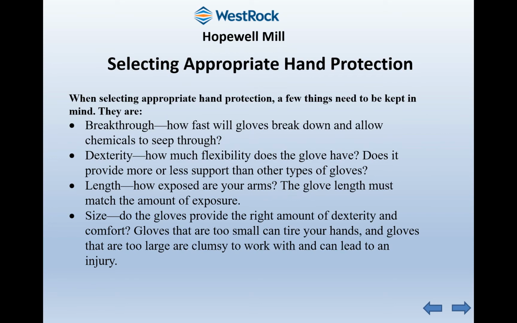When selecting appropriate hand protection, there are a few things to keep in mind. The first thing you want to consider is the breakthrough of the gloves, or how fast the gloves will break down and allow chemicals to seep through. Next, think about the dexterity, or how flexible they are. Do they give you the range of motion needed to perform the task? What is the length of the gloves? How exposed are your arms? The glove length must match the amount of exposure. Last, think about the size of the gloves. Do they provide the right amount of dexterity and comfort? If they are too small, they could tire your hands, and if they are too big, they can make you clumsy and lead to injury.